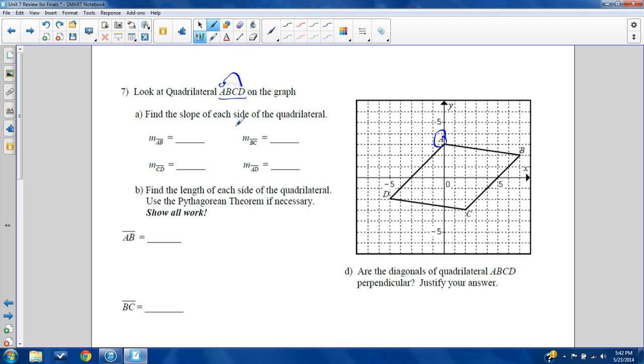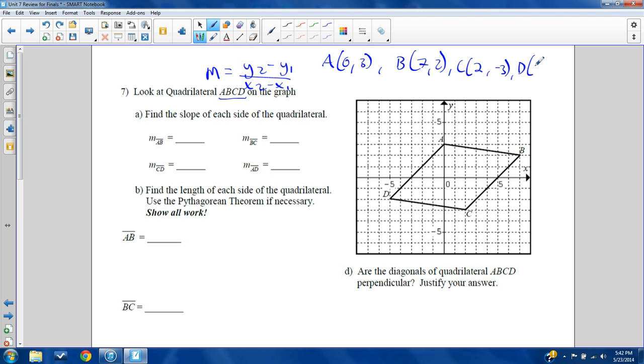Find the slope of each side of the quadrilateral. So I want to find the slope of AB. And we can use that slope formula, but it's going to take me some time. So I'll use it once, and after that I'll show you how it's a little quicker. The thing that would be easier for this kind of problem is just writing down your coordinate points as you see them. So I'm looking at these things. A is (0, 3), B is (7, 2), C is (2, -3), and D is (-5, -2).